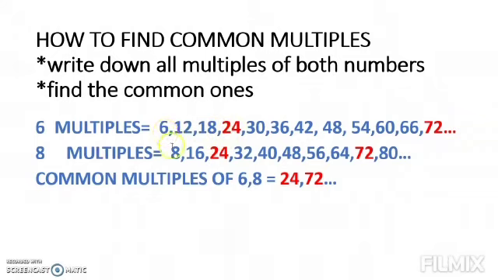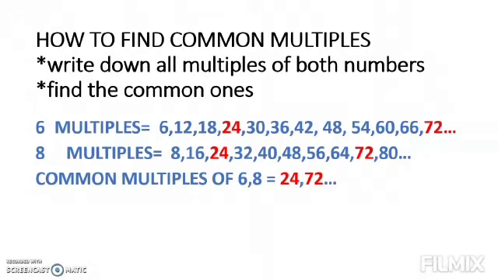So 6 is not there in the 8 table, 12 is also not there in the 8 table, 18 is also not there in the 8 table, but 24, yes, 24 is a common multiple which is coming in the table of 6 and 8 as well. Then the next numbers are not coming in the table of 8, but 72 is a common multiple. Why? Because it is coming in the table of 6 also and 8 also. So common multiples of 6 and 8 are 24 and 72, and we can go on finding more common multiples.